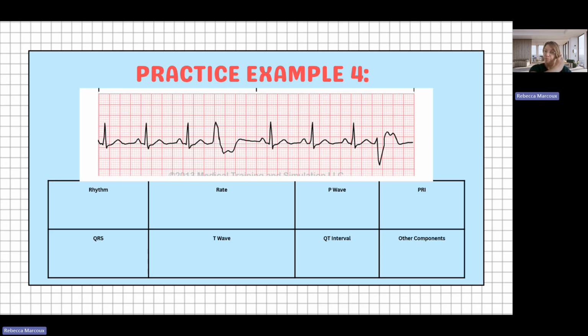So here is your rhythm. Again, if you would like to interpret it, please pause. I'm going to move on to the next slide.